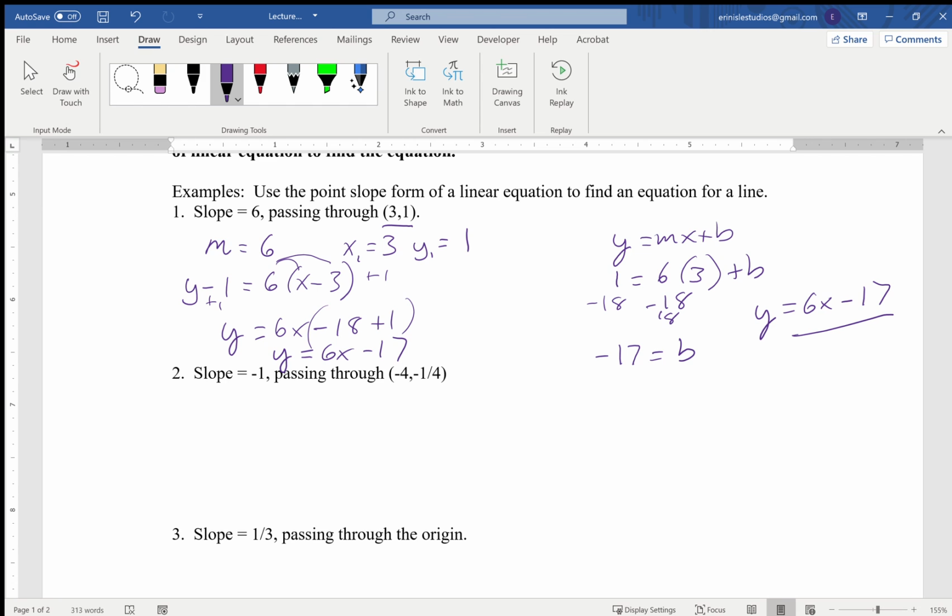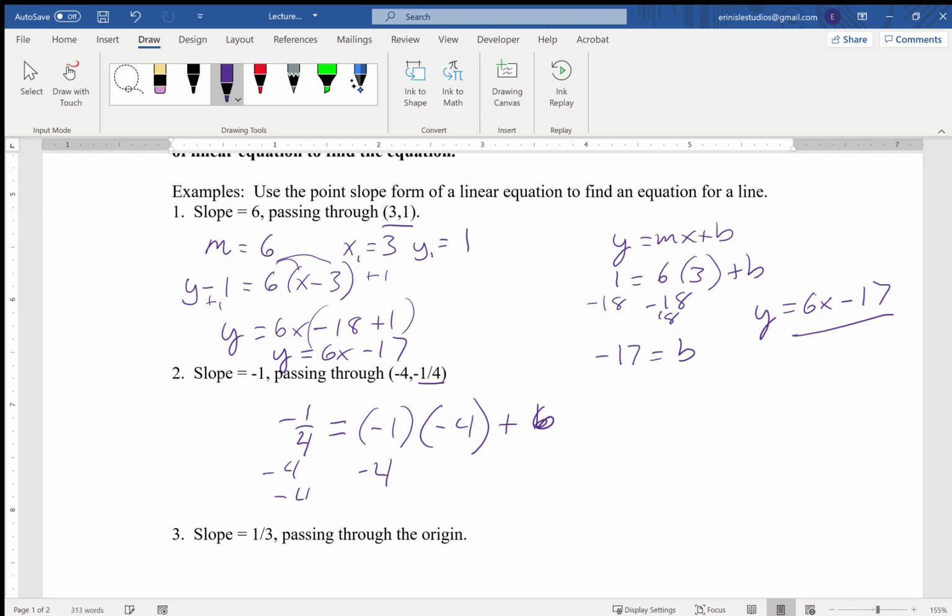Since I hate memorizing two formulas, my preference is to continue to do it with the y equals mx plus b form. So the y value is equal to the slope times the x value plus b. Whoa, I wrote a 6. Negative 1 and negative 4 is a positive 4. So I'm going to subtract 4 from both sides.